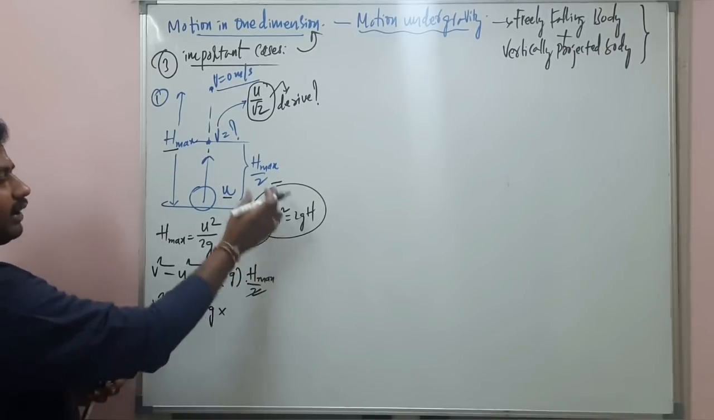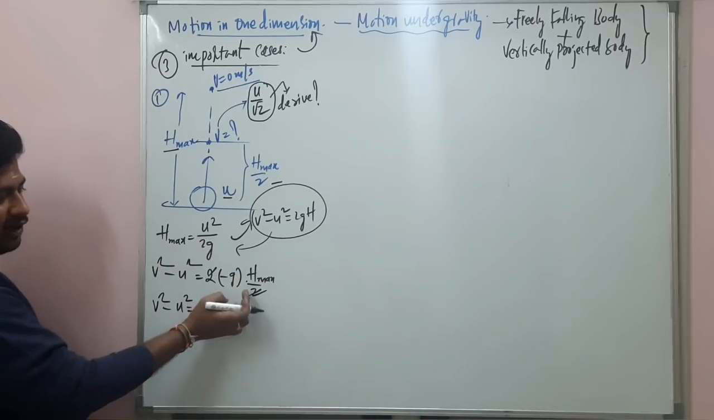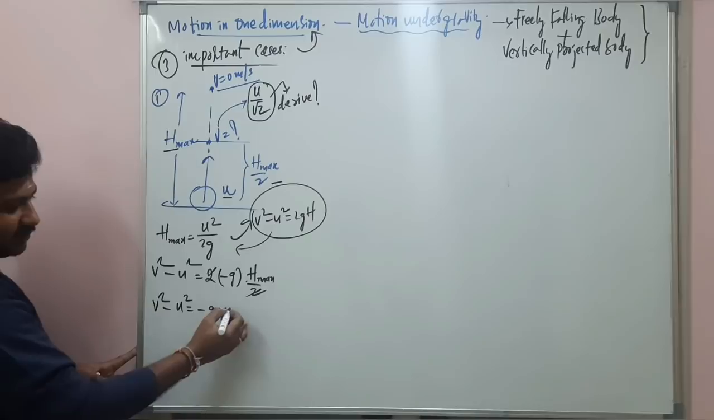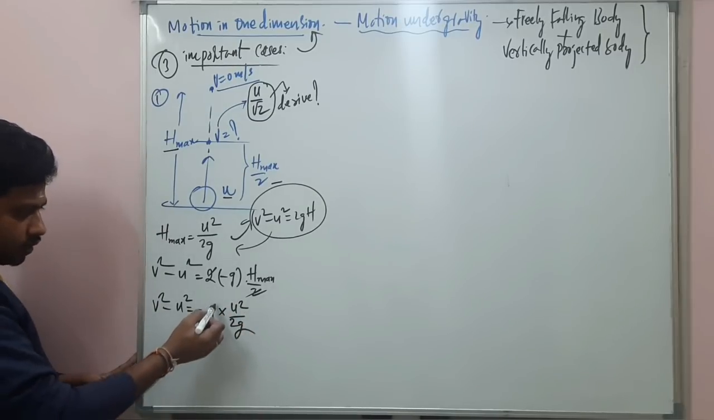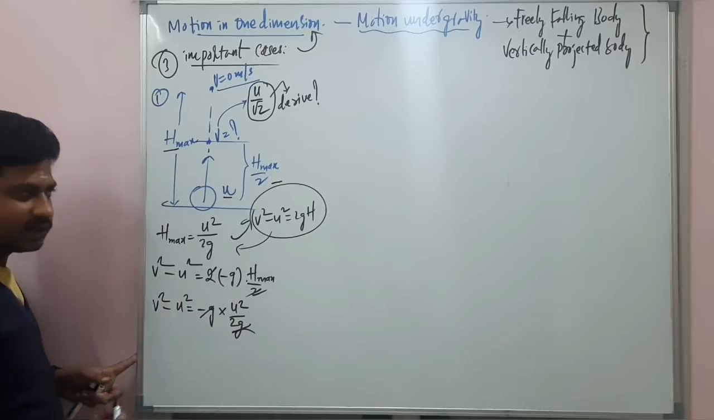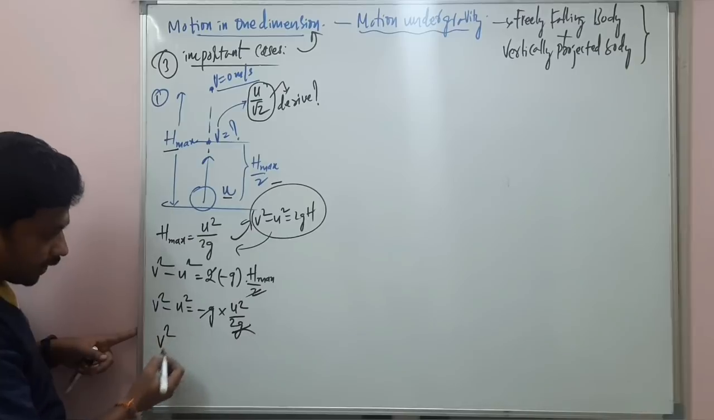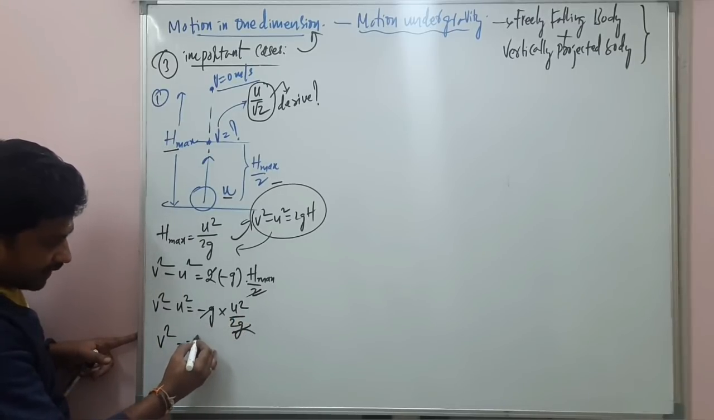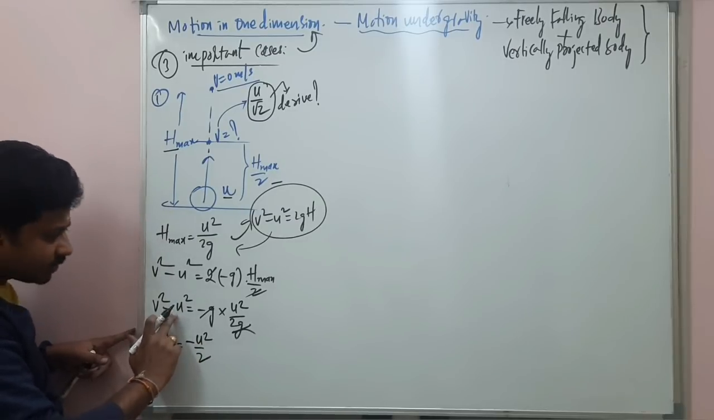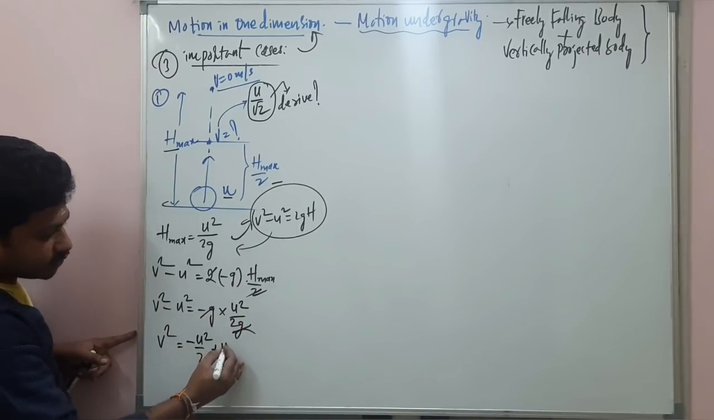What is the h maximum value? That's u square by 2g. This is h maximum, not half of the h maximum. The half is cancelled here. h maximum is u square by 2g. So g cancels here. It's a so simple derivation, my dear students. And have a look here. So v square is equal to, what is left on the right hand side? Minus u square by 2, and already minus u square is here, so just take this minus u square to the other side, it will be plus u square.